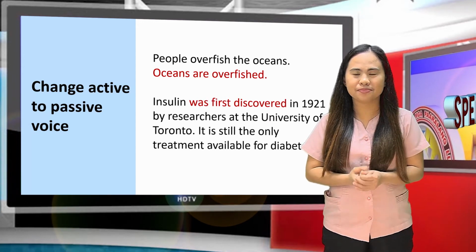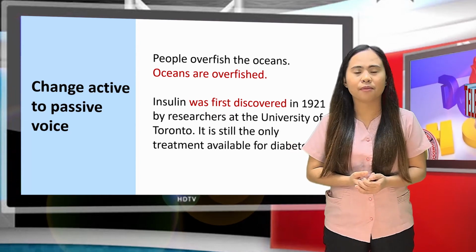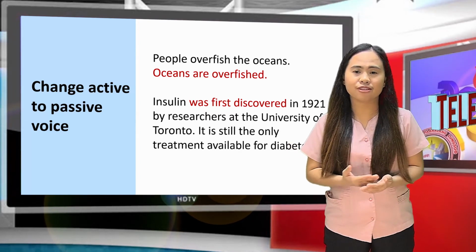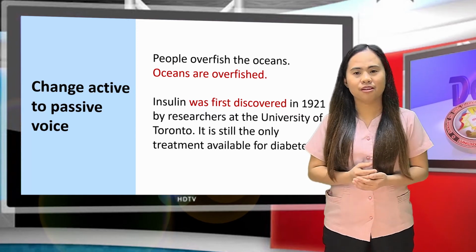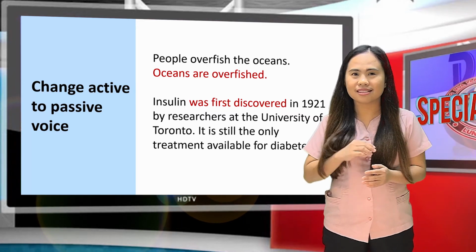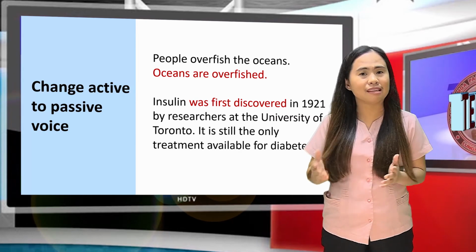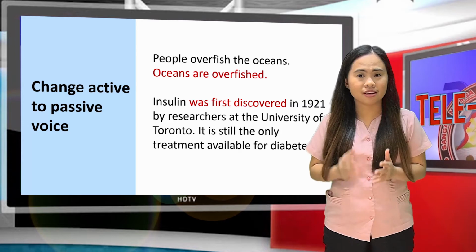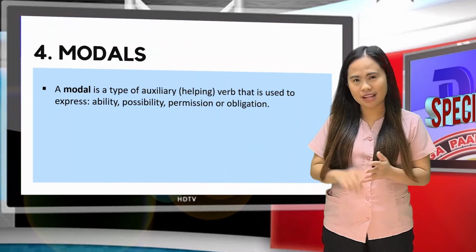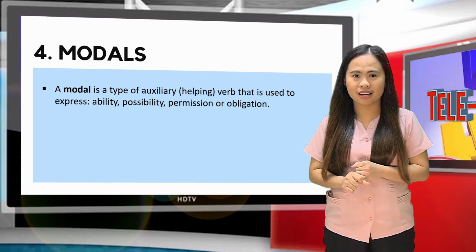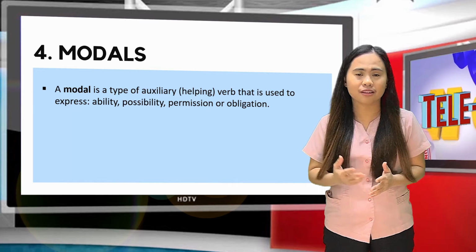Another example, insulin was first discovered in 1921 by researchers at the University of Toronto. It is still the only treatment available for diabetes. Since in that statement, insulin is the most important detail, passive voice is used to highlight it. The fourth language feature for argumentative text is the use of modalities. You know this as the modal verbs.